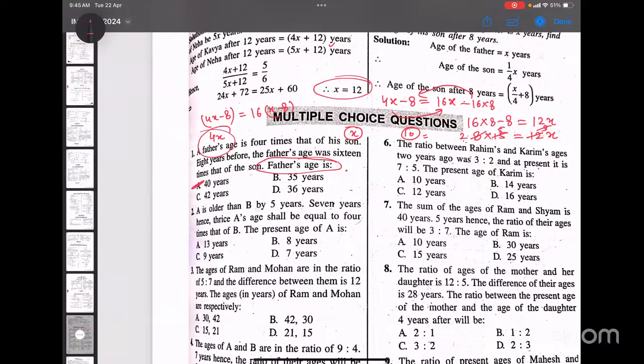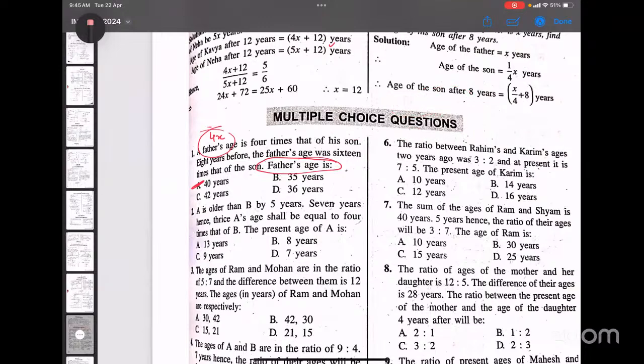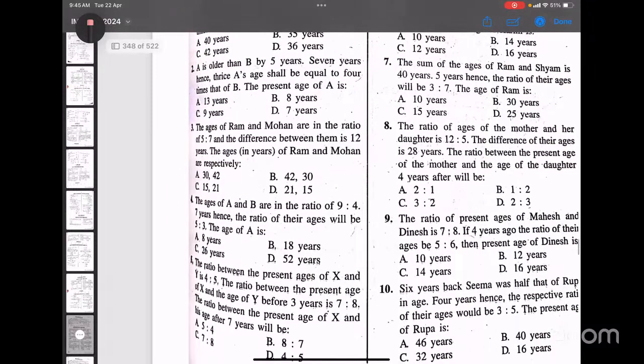Are you getting it? Yes or no? Yes, sir. Okay. Could you try to solve second question? Try to solve second question.